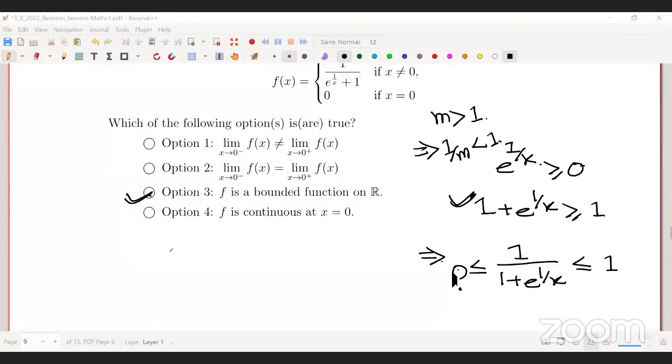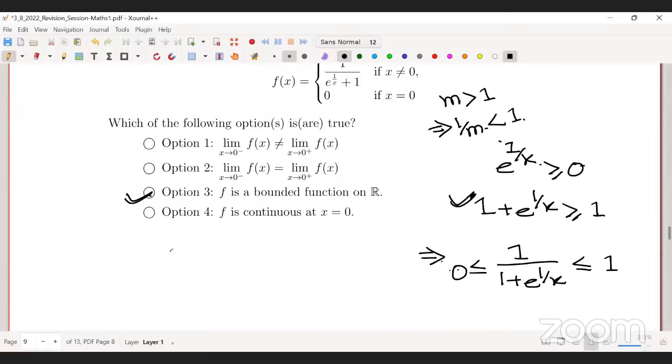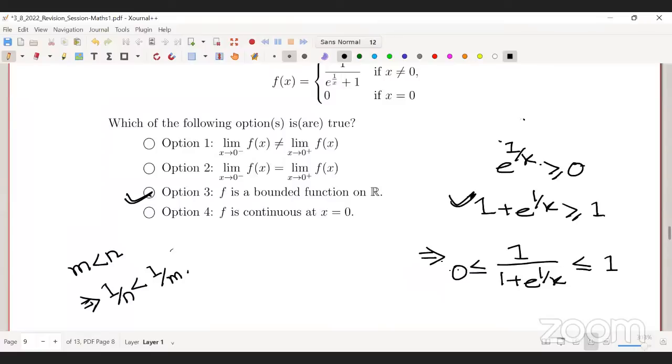So what I was saying: if a number is greater than 1 and I take the reciprocal, then it has to be less than 1, right? So we are inverting each and every term. More generally, if m is less than n, then 1 by n is less than 1 by m. Correct. So zero here is not included in the range.